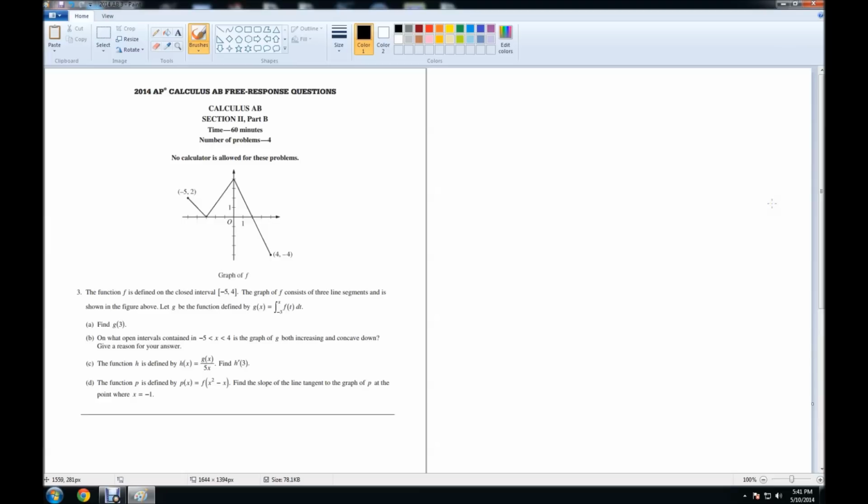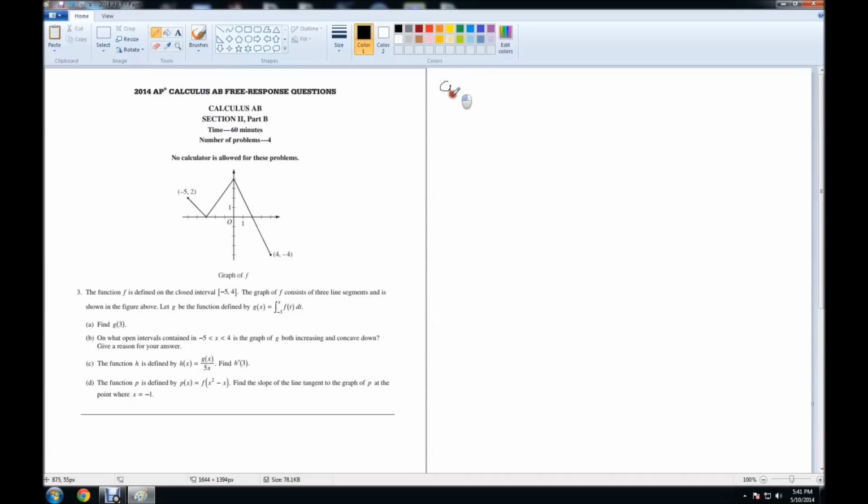The function f is defined on the closed interval [-5, 4]. The graph of f consists of 3 line segments and is shown in the figure above. Let g be the function defined by g of x is equal to the integral from -3 to x of f of t dt. Part A, find g of 3.